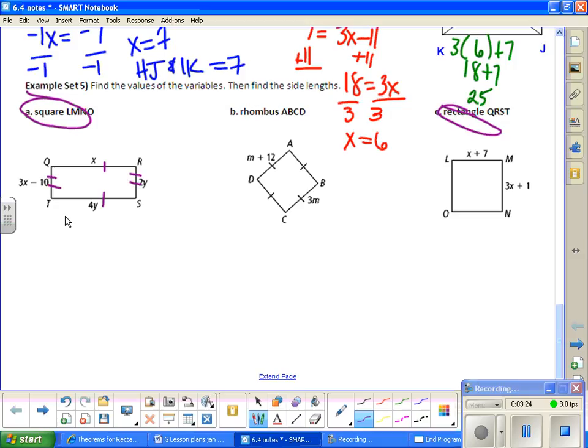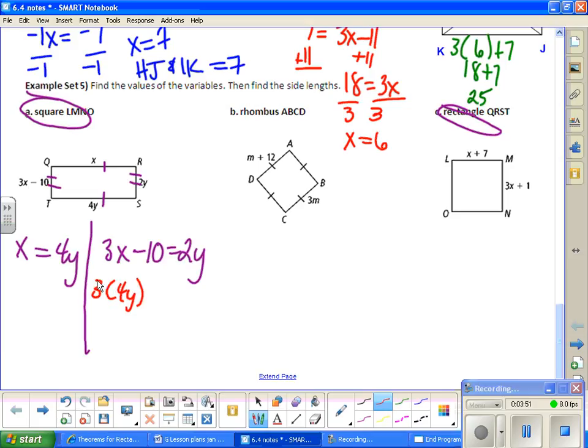So I'm going to put up two equations. The first one, x equals 4y, and the second one is 3x minus 10 equals 2y. The problem here is both these equations have two different variables, so I can't just solve. What I can do is substitute. So if I know that x equals 4y, then in this equation, I'm going to plug in 4y for x. So 3 times 4y minus 10 equals 2y. So now I just have one variable. I get 12y minus 10 equals 2y.